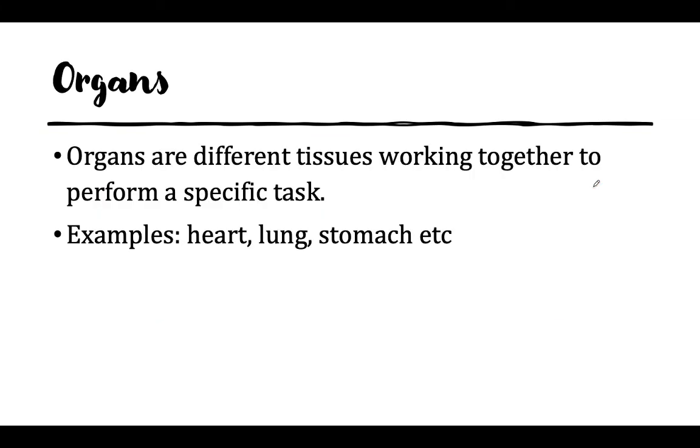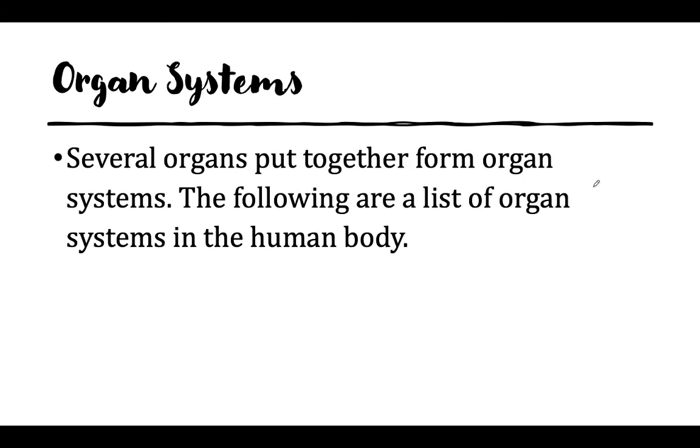Moving on to organs. Organs are different tissues working together to perform a very specific task. Examples include heart, lungs, stomach, all of those things. We have several different organs as part of our body. We're going to be learning through those as we learn about the different organ systems.